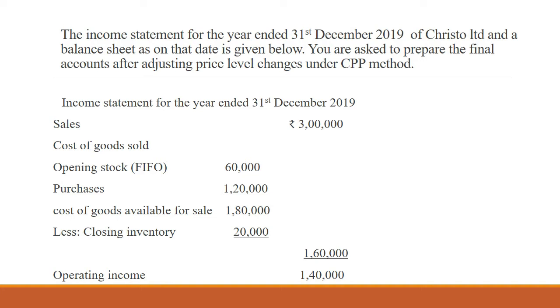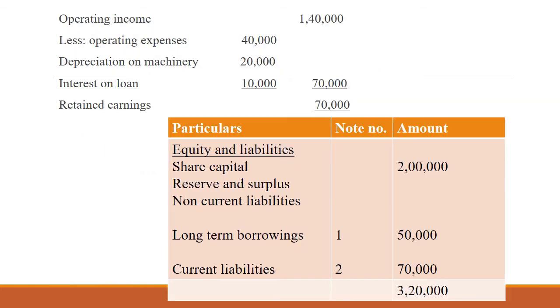Now the operating income is sales minus cost of goods sold. 3 lakh minus 1 lakh 60,000 gives you 1 lakh 40,000. That is the operating income. Now subtracting the operating expenses of 40,000, depreciation on machinery 20,000, and interest on loan 10,000, all those expenses total 70,000. 1 lakh 40,000 minus 70,000 gives you 70,000 as retained earnings.